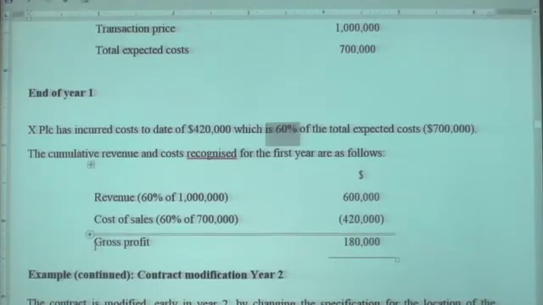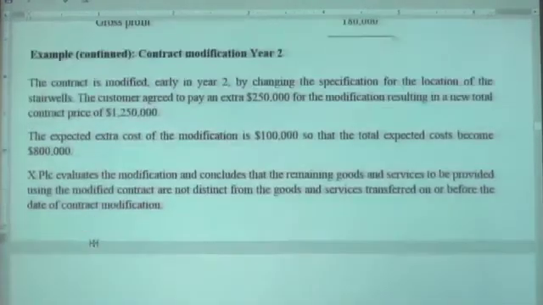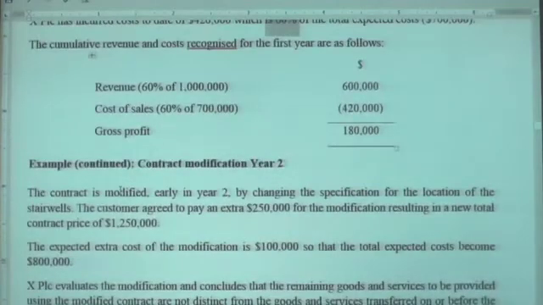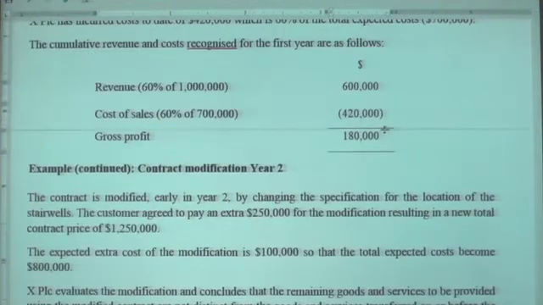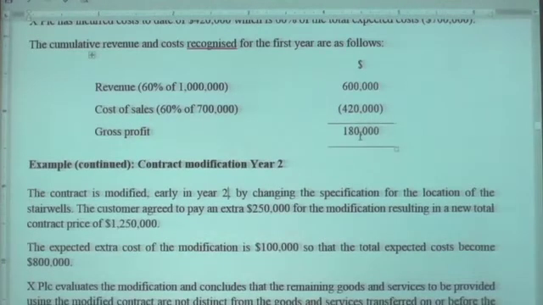Example 2. The contract is modified. The same example. The contract is modified early in year 2. That is the end of the first year. This is the first year income. Assume this is the first year income and profit. Is that clear? At the end of the first year you completed 60%. Therefore, you recognize 60% of revenue and cost and profit for the first year.